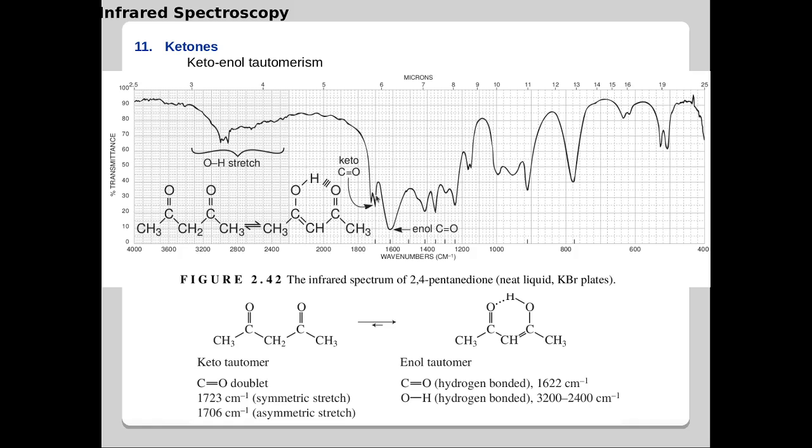And the rest of the part: this is the spectrum, the doublet structure due to the stretching vibration of the carbonyl functional groups in the keto tautomer, then the stretching vibration of the carbonyl functional group in the enol tautomer, then the OH stretching vibration due to the OH in the enol tautomer, then the remaining part of the spectrum due to the hydrocarbon framework of the molecule.